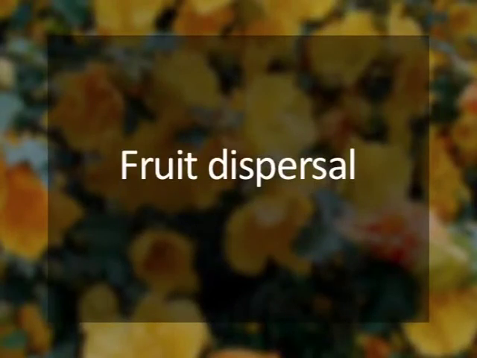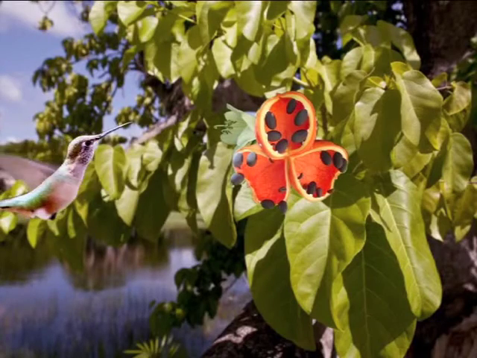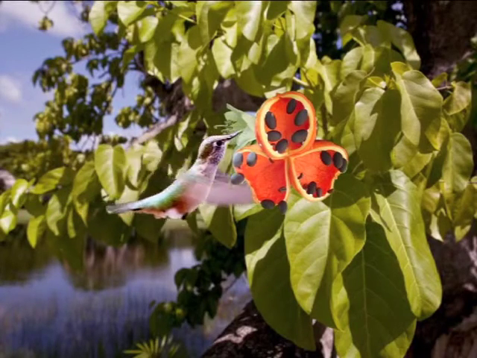Now, fruit dispersal. The fruit dispersal is extremely varied in Malvaceae. The capsular fruited species have small seeds. That's why they are dispersed either by wind or by water. These capsular fruit species possess specialized dispersal structures such as wings or hairs. Many species in the Malvaceae have a follicle fruit.